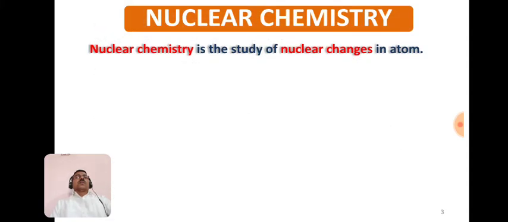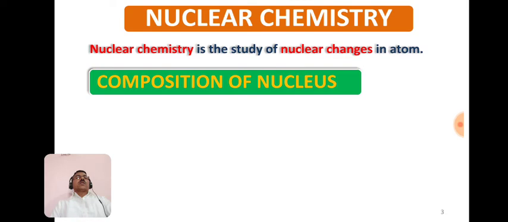So nuclear chemistry is nothing but the branch of chemistry which deals with the study of nuclear changes in an atom of the element. So nuclear chemistry is defined as the branch of chemistry which deals with the study of nuclear changes that occur in an atom of an element.